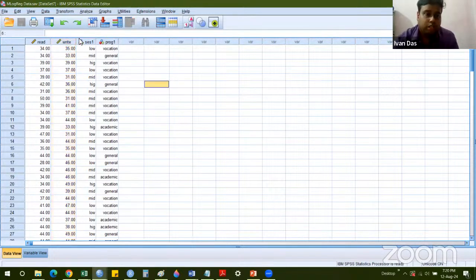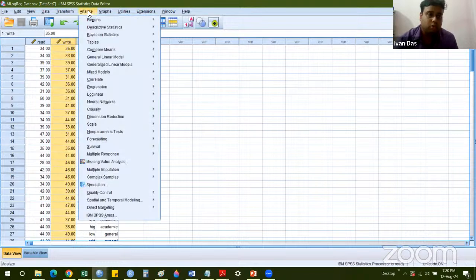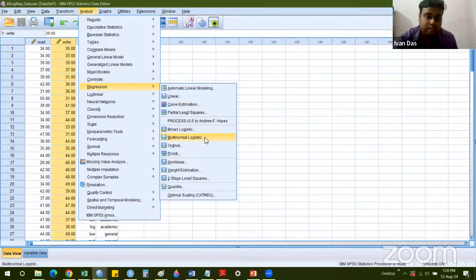So what to do over here? You have to go to analyze, regression, same place where you left, multinomial logistic regression, you have to click on. Okay, so I hope you will write down the trail.